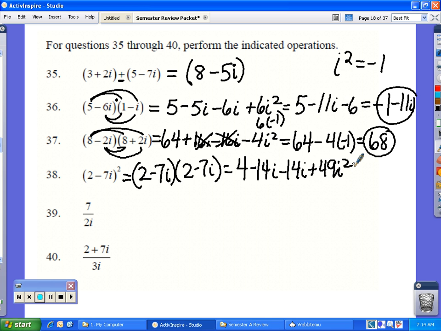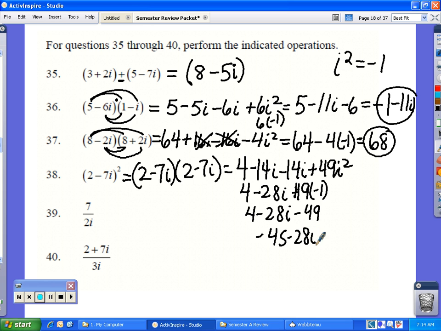So therefore, you now are going to combine like terms. 4 minus 28i plus 49 times negative 1. 49 times negative 1 is negative 49. So I'm going to have 4 minus 28i minus 49. 4 minus 49 is negative 45. So my answer is negative 45 minus 28i.